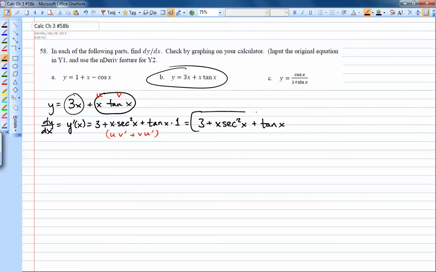So this turns into 3 plus x secant squared x plus tan x. That's our final answer. So what we want to do is check this on the calculator.